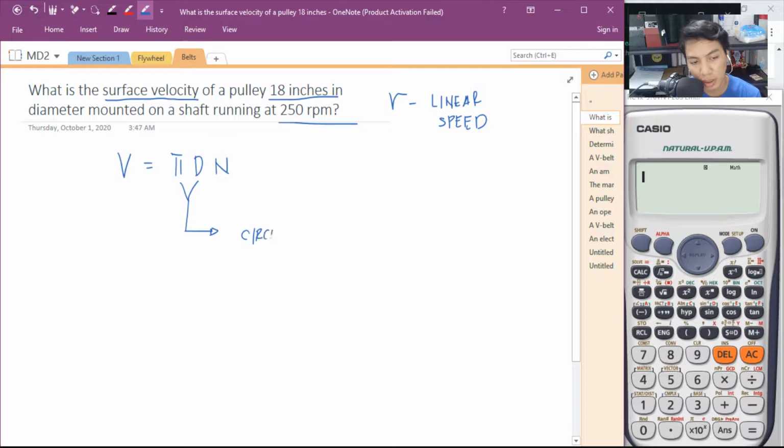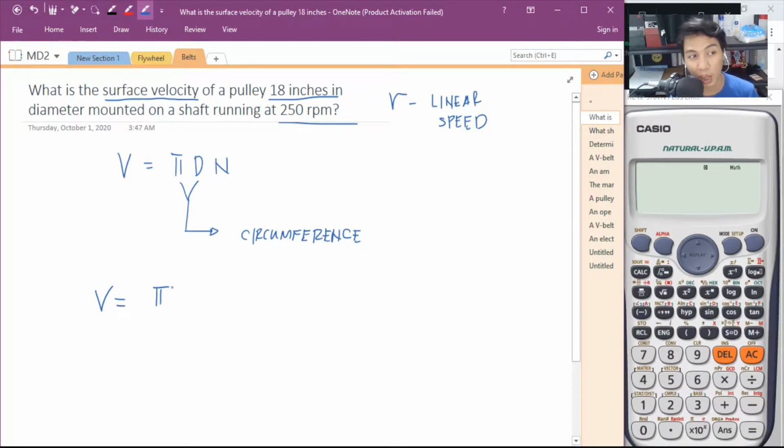That yung pi d na yan is the circumference nung inyong rotating body. Diba? Yung pi d. Pwede rin yan 2 pi r n. So, let's settle for this. So, pi d n na lang. Pi multiplied to d, that is 18 inches.